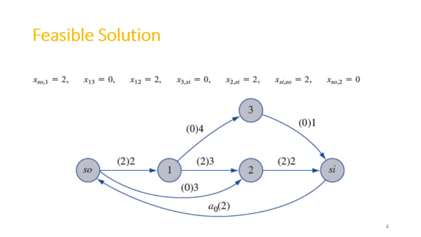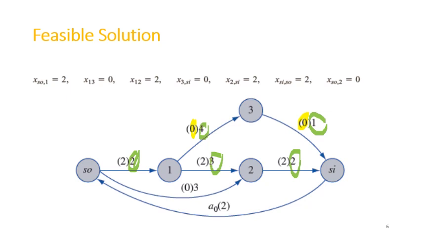So the values inside the parentheses show your decision on how much oil to flow through that arc. And the values outside of the parentheses show the capacity of the arc.